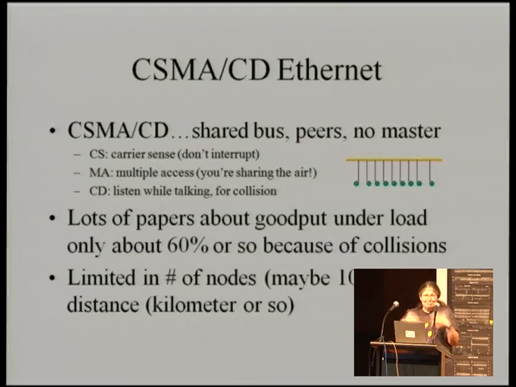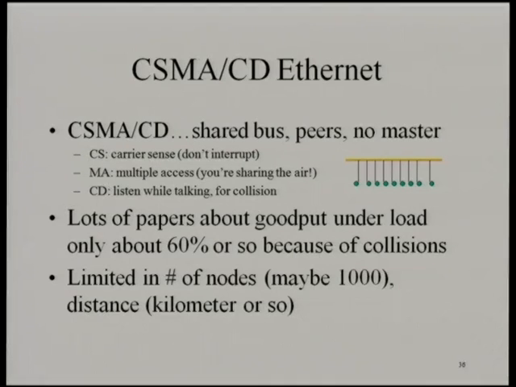It seems like most other people don't think of it this way. But CSMA/CD is: be polite, don't interrupt. Carrier sense means listen to see if someone else is talking. Multiple access means you're sharing the air, don't just talk the whole time. And CD, collision detection, is listen even while you're talking in case somebody interrupts you.